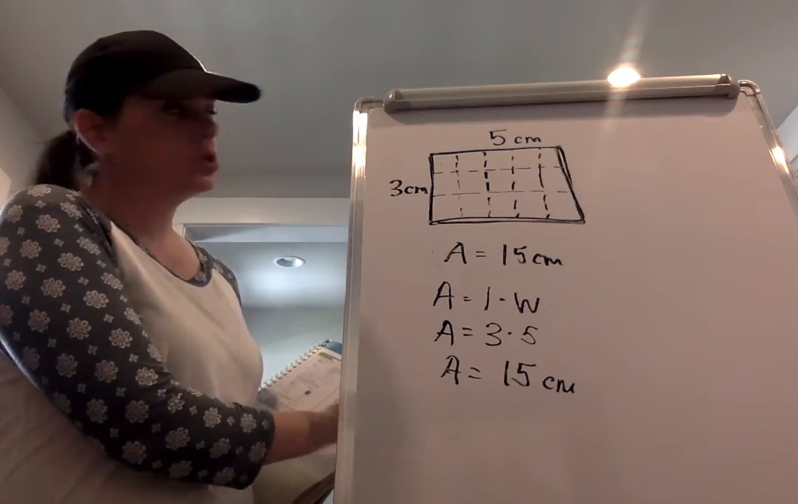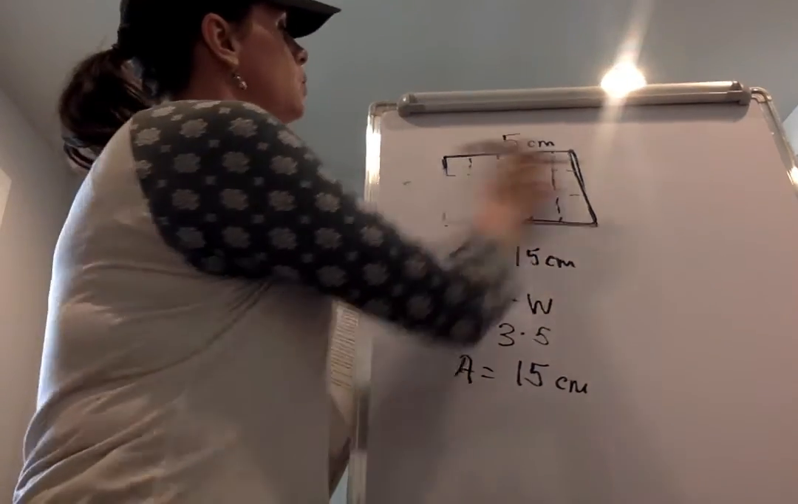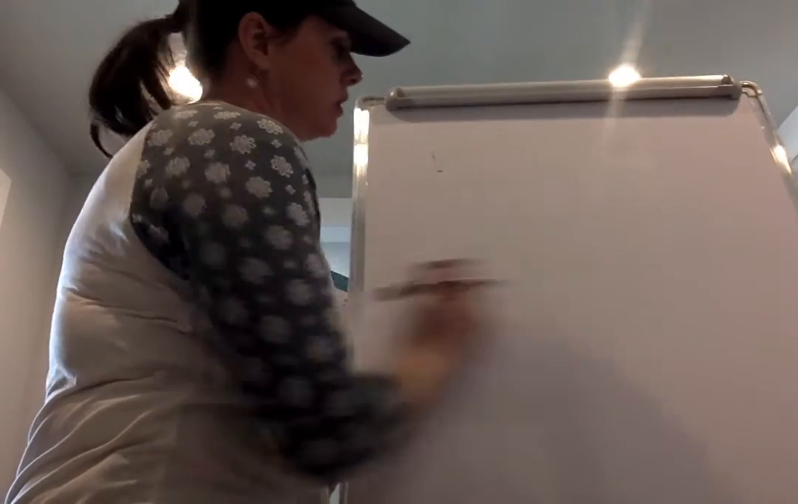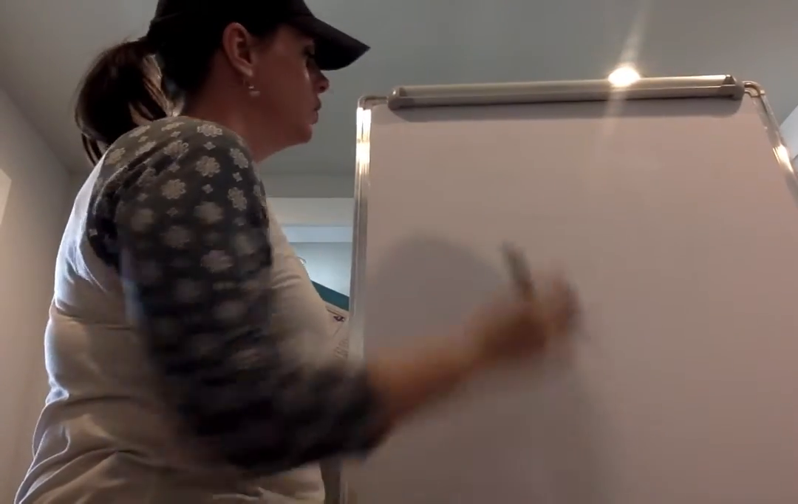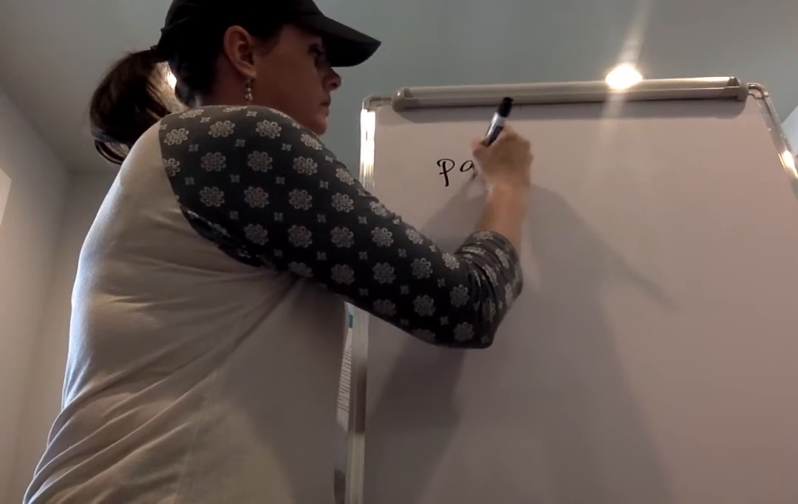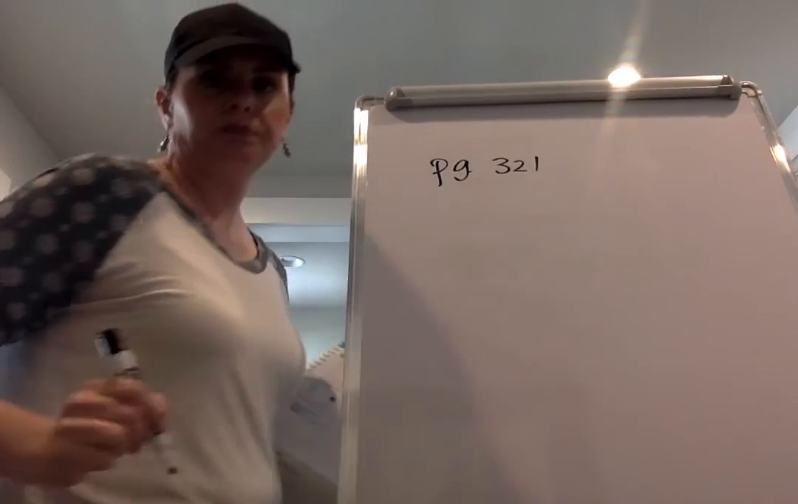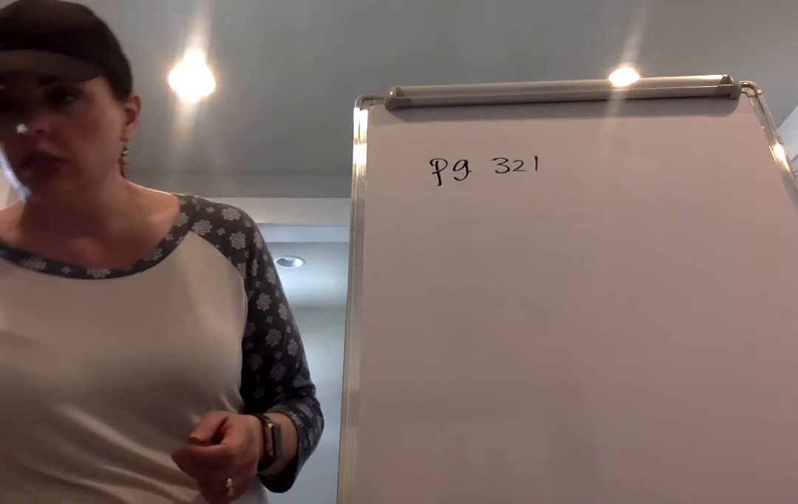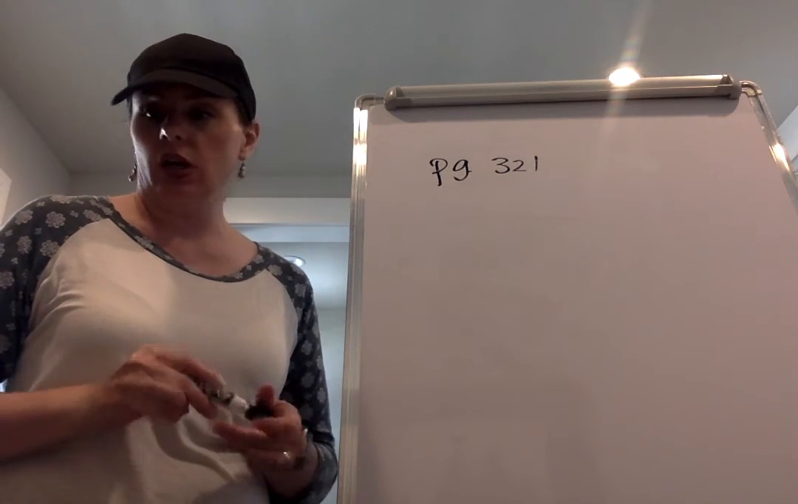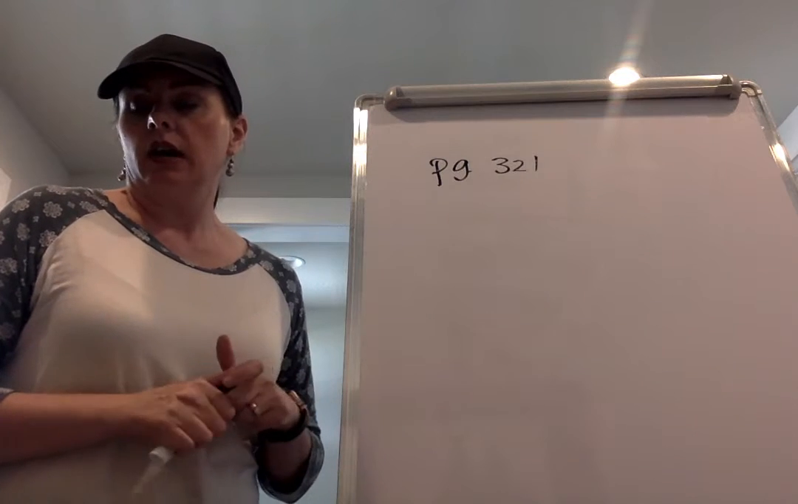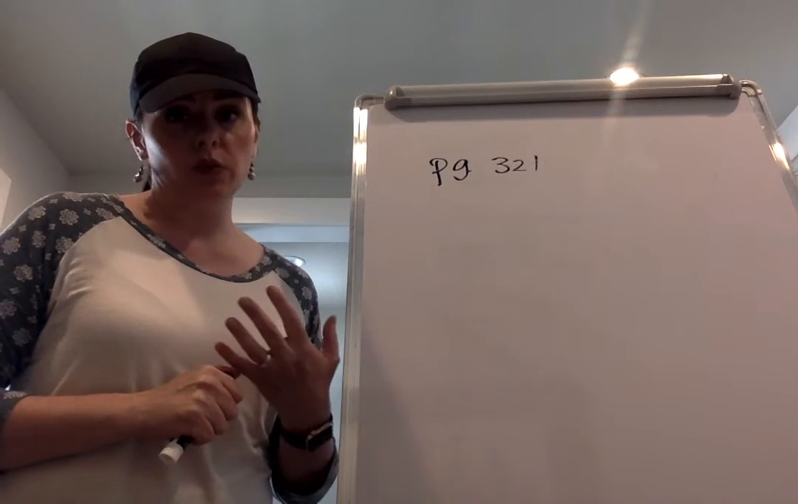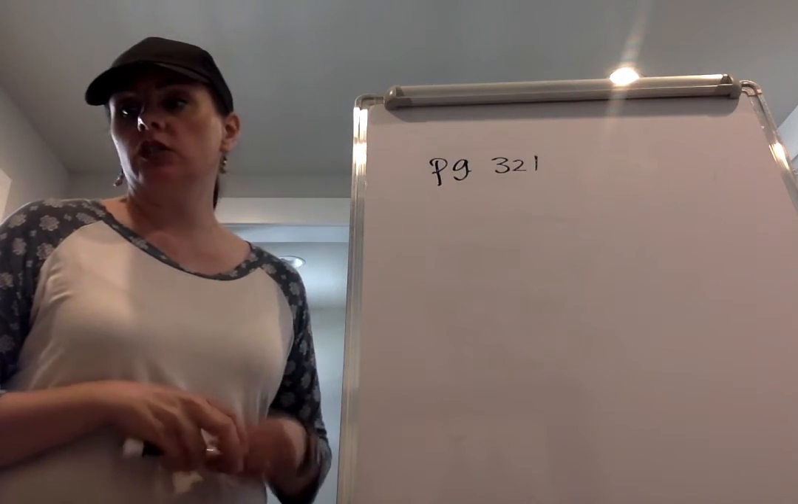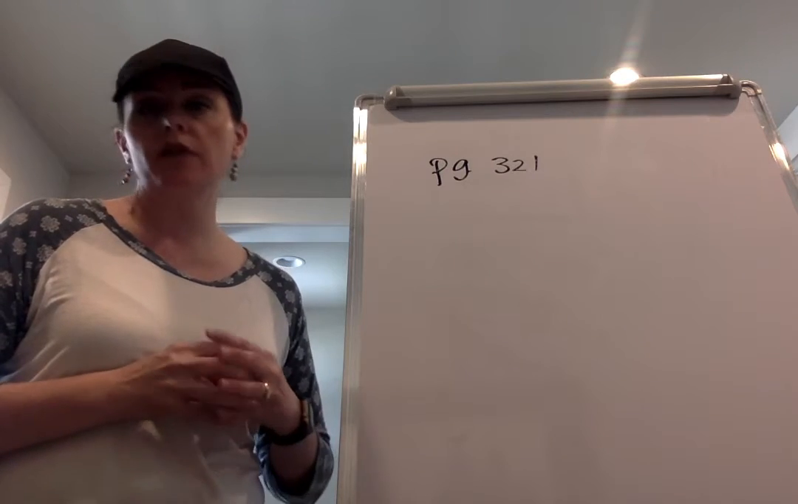Okay, so we've got the difference between perimeter and area. What I'd like you to do is turn to page 321 in your workbooks. Okay, so it gives us a definition of perimeter and area at the top. Perimeter is the distance around a figure. Area is the total number of unit squares that cover a figure.